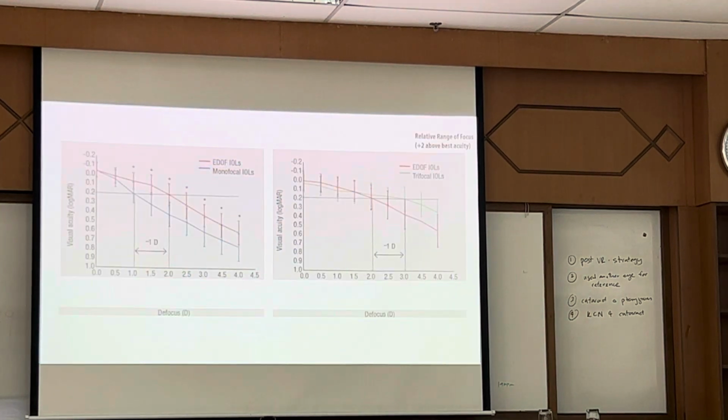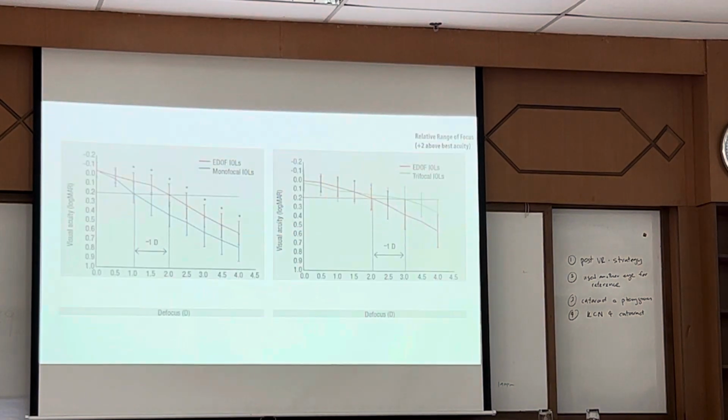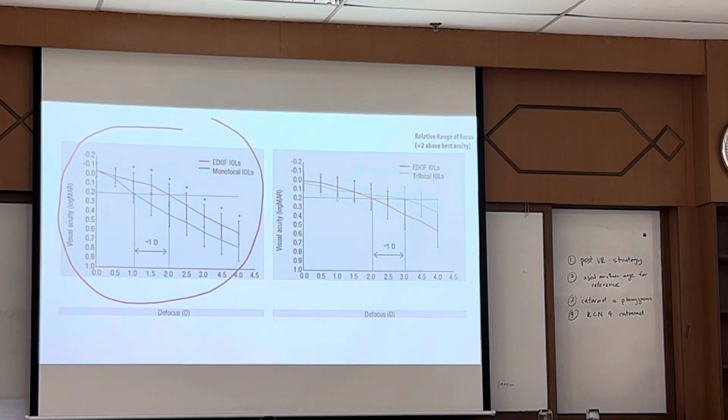Now we move on to different defocus curves for presbyopic IOL correction. Anyone want to try? Okay, what about the first graph? What's the defocus curve? Basically the lower part is minus. This is the minus defocus curve. So 0 is equivalent to 6/6. First we start with near, intermediate and distance.